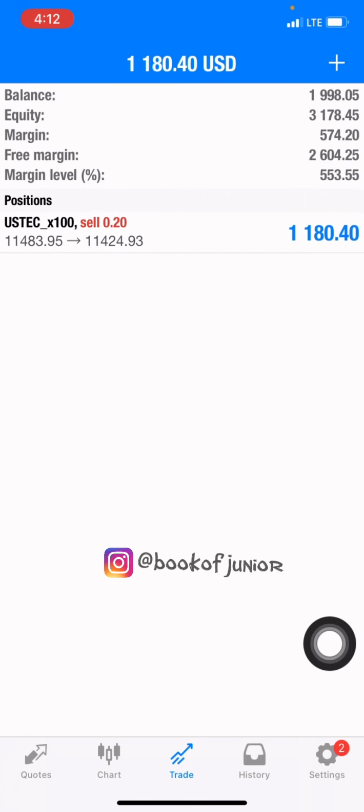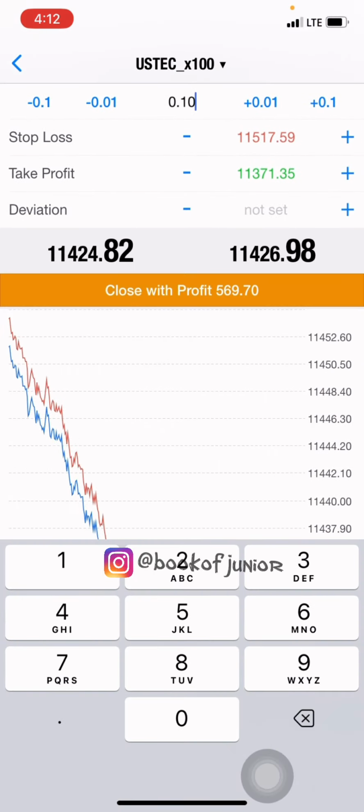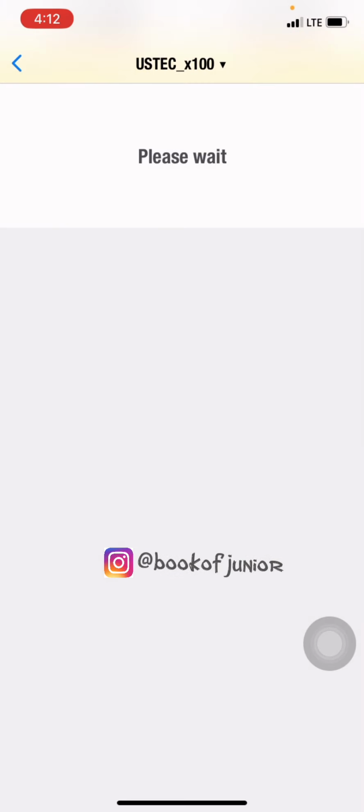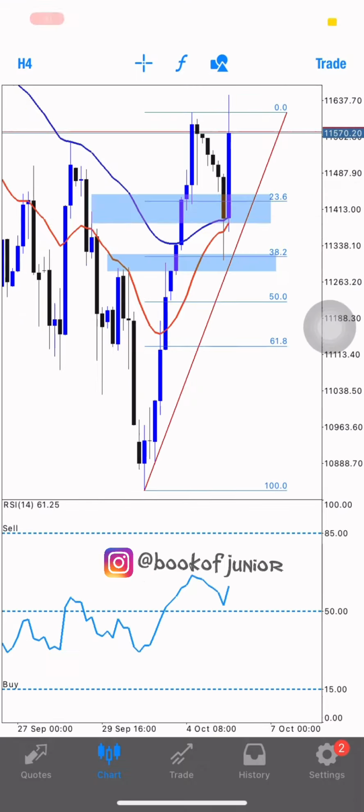I'll close even some more profits here, guys. Let me close up some more. This is profit. I don't want price to take back my profits. As you can see, I had $1,000 here, so I flipped this to 2,000. This is a lot of money, guys.